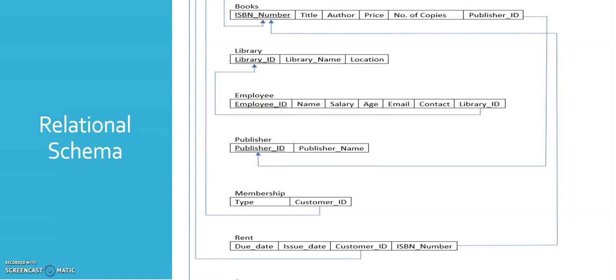Here we have depicted the logical schema, which shows us the structure of the database, such as the tables like books, libraries, or employees. Then we have columns, so each table has columns such as a book table has columns like ISBN number, title, author, price, and so on. And obviously the relationships between each and every table, which are depicted by using an arrow.